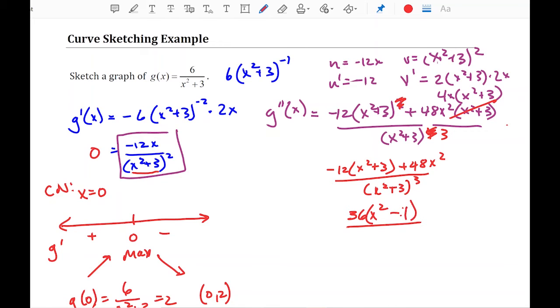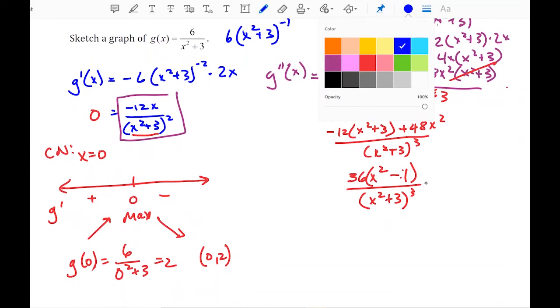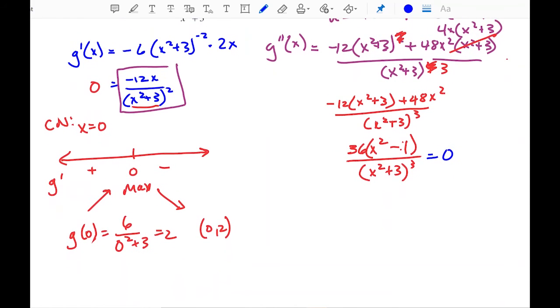36 times x squared minus 1 over x squared plus 3 cubed. Again, we want to find potential inflection points, so we want to know when this thing is equal to 0. The numerator will equal 0 when x is equal to either positive or negative 1. And the denominator, we still have x squared plus 3, where there's no number for x that will make this equal to 0. So there's nothing for the denominator. So we just have two potential inflection points. So we'll stick those on our number line, negative 1 and positive 1.